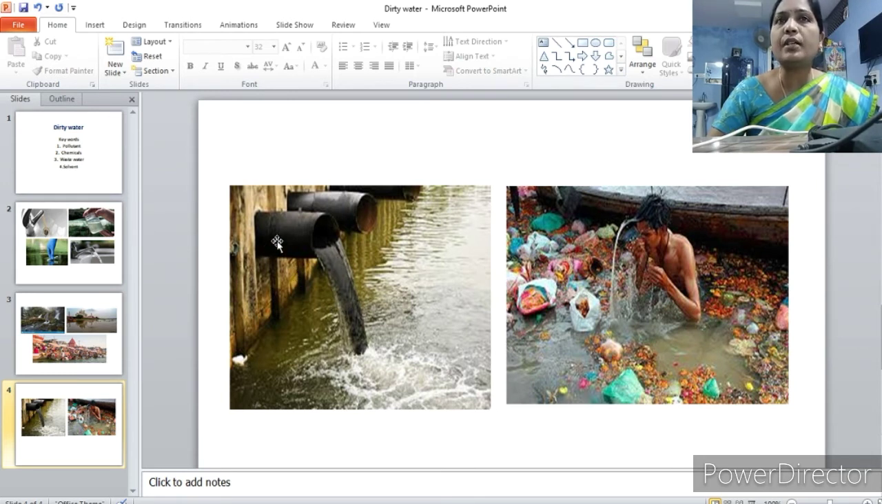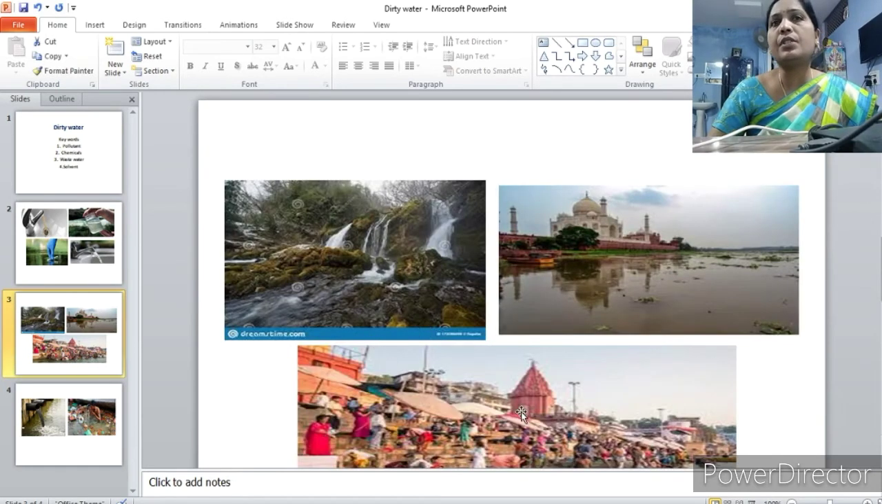And one more thing, the factories. Factory outlets release wastewater. Some factories are releasing the wastewater into the rivers. Due to this wastewater, the water is getting polluted.